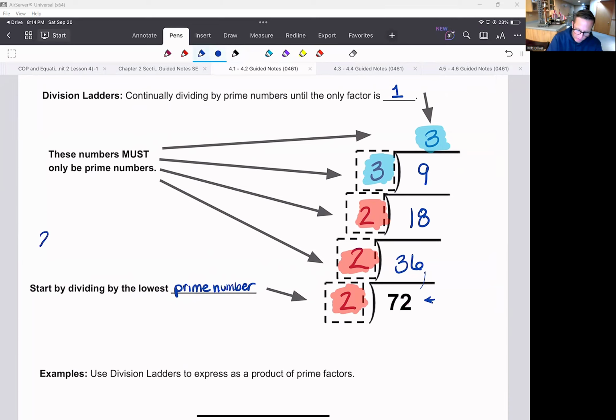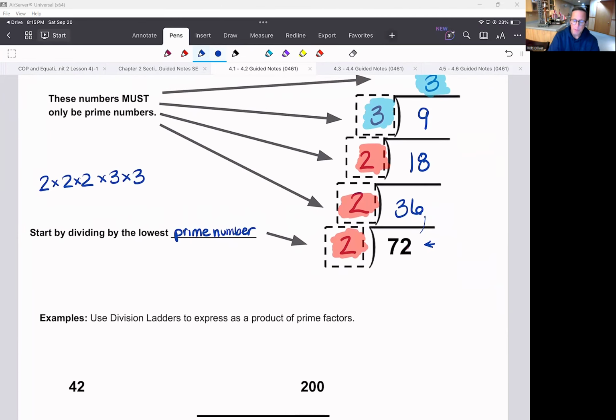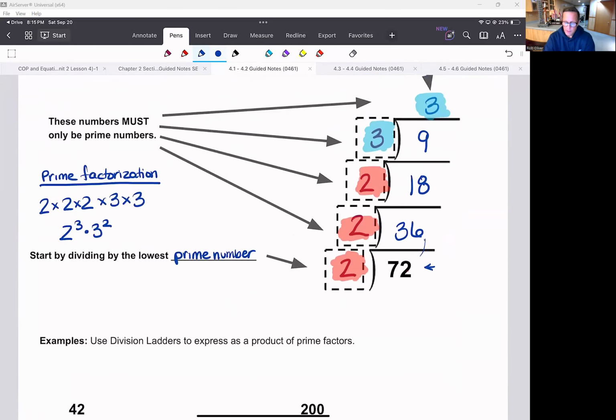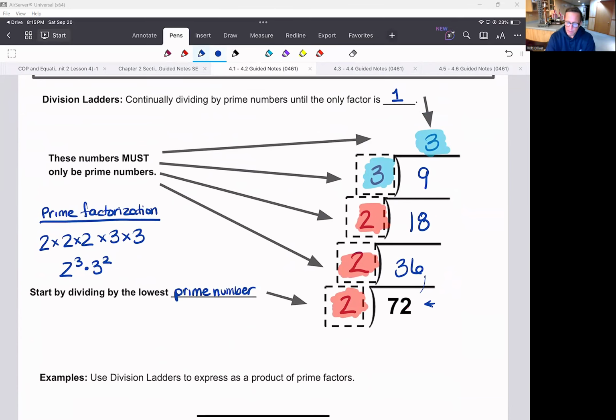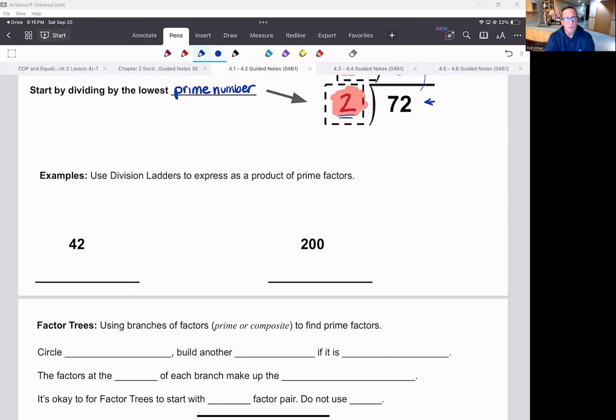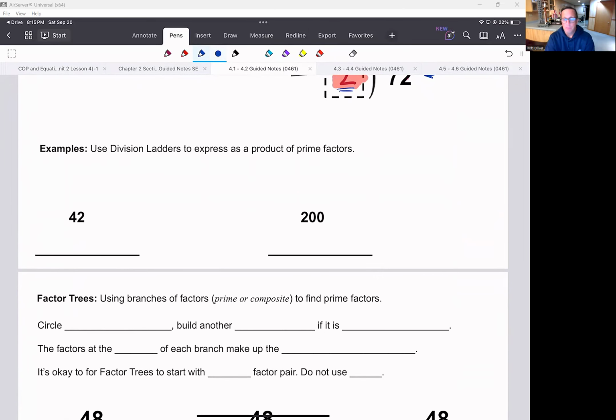We can write our prime factors as 2 times 2 times 2 times 3 times 3. We can write it like that, or we can write it in exponent form, which is 2 to the third power times 3 squared. Either way, it's fine. But that's called the prime factorization, what we just did there. You start with the lowest prime, and you work your way through it until you have no more primes left.